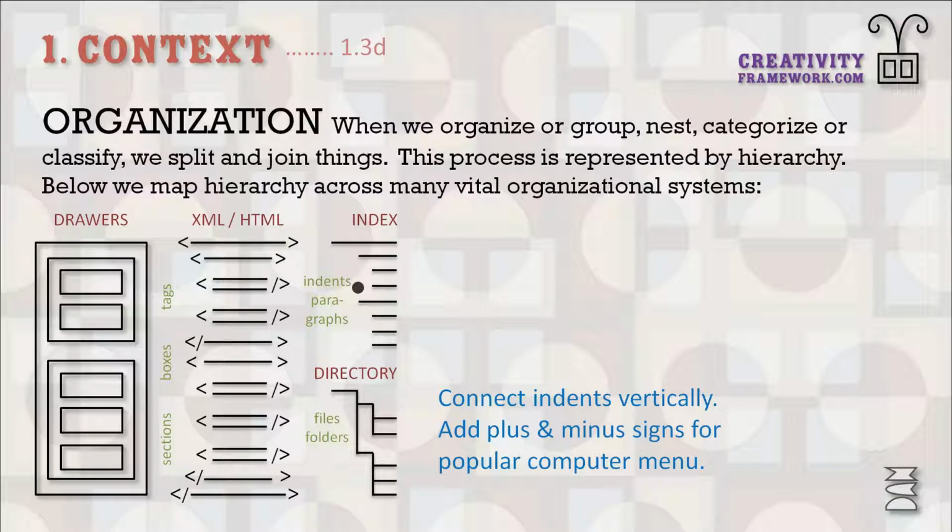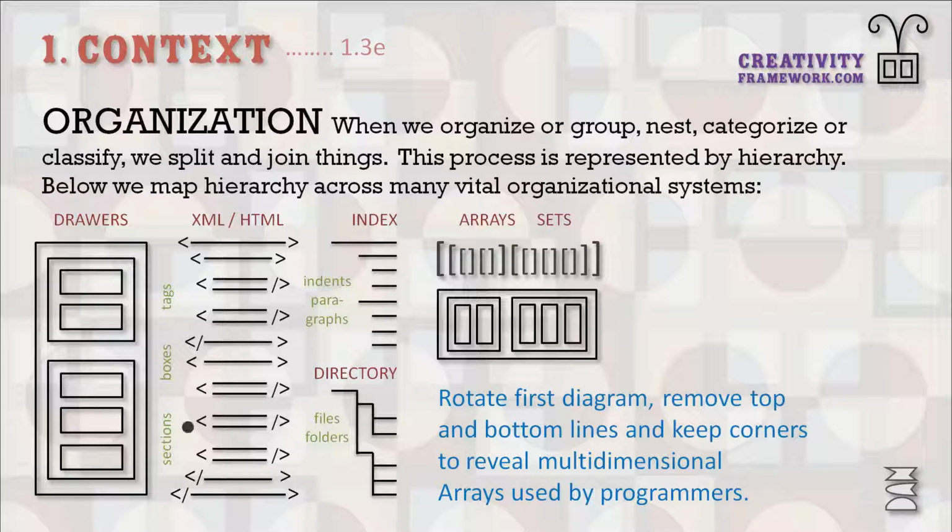If we draw little lines down these, we get a familiar directory structure, the files and folders on our computer organized in. If we turn this around, rotate it, and we erase the top and bottom lines but keep the little corners, we get nested arrays. So that's multi-dimensional arrays. It's also a way that we can store this data. And I used to joke at parties, you know, why do we need XML? We've got multi-dimensional arrays.